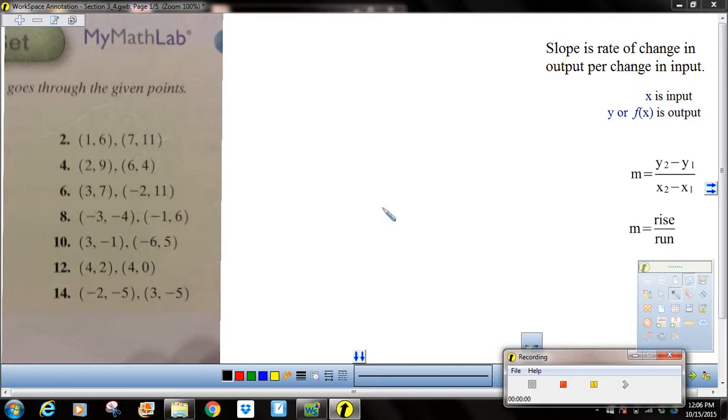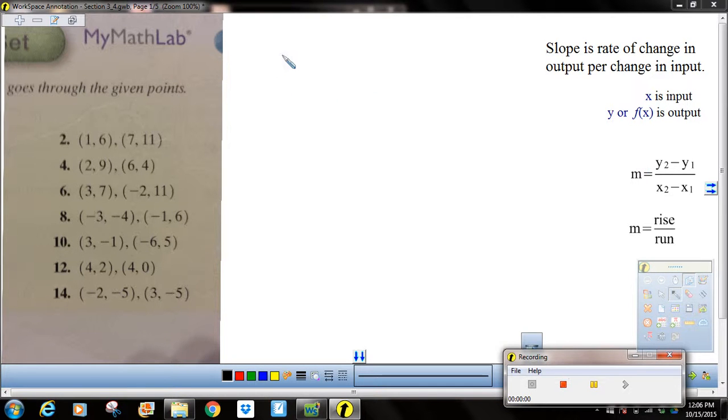On a graph, it's going to be the change in y divided by the change in x, which is what I have right here. And also could be thought of as the rise over the run. Either way, usually when we do these, the x value, the first one in the ordered pair, is the input. The second one in the ordered pair, the y value or f of x value, is your output. Okay? So using the definition, here we go.